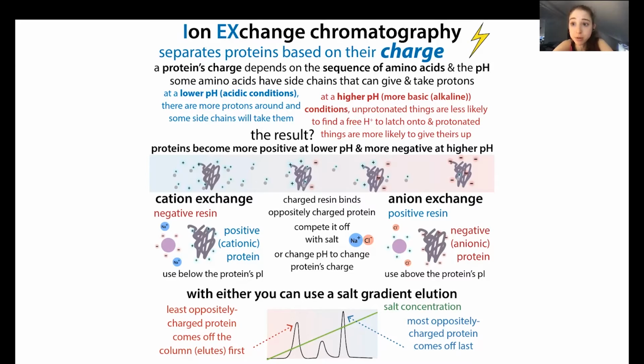And so because my protein is basic, because it's normally positively charged, I use a cation exchange resin. This has negatively charged beads and my protein's positively charged, so it sticks, and then I can compete it off with salt.